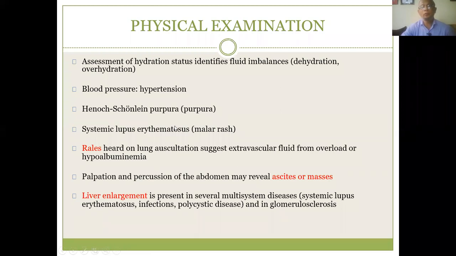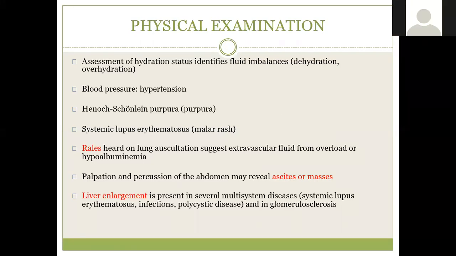In case of systemic lupus erythematosus, there may be malar rash, as well as mouth ulceration, photosensitivity, and other features. So you have to look for all these features. Whether there is any crepitation over the lung field, due to fluid overload, if you give more fluid, or due to hypoalbuminemia. So you have to look at the lung bases.